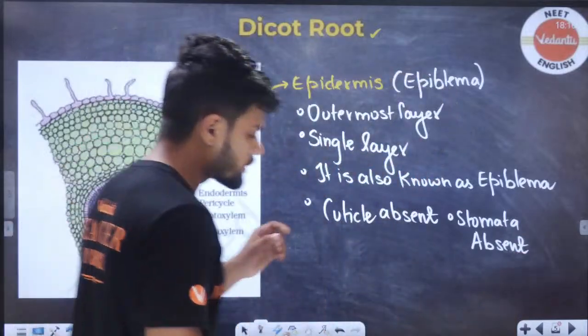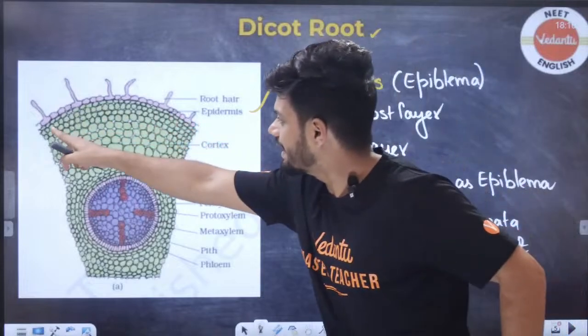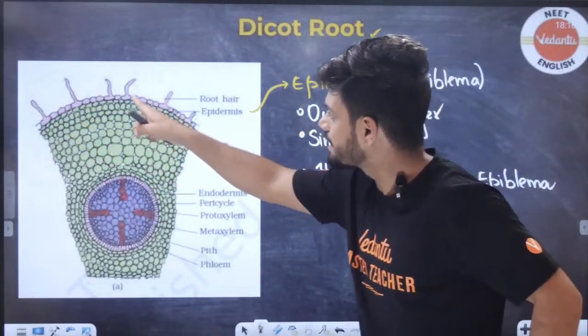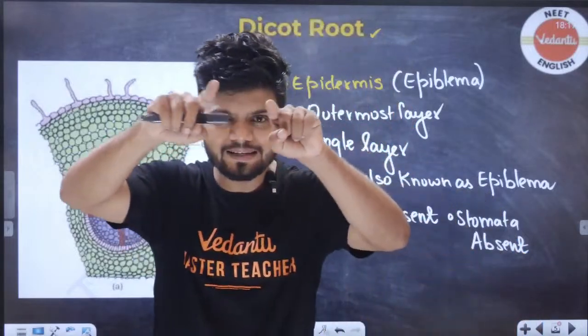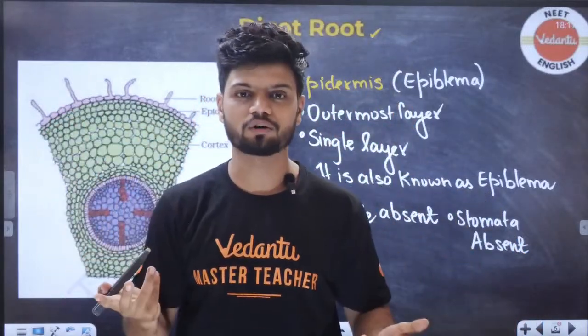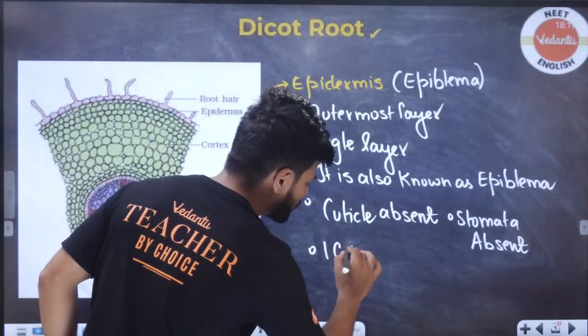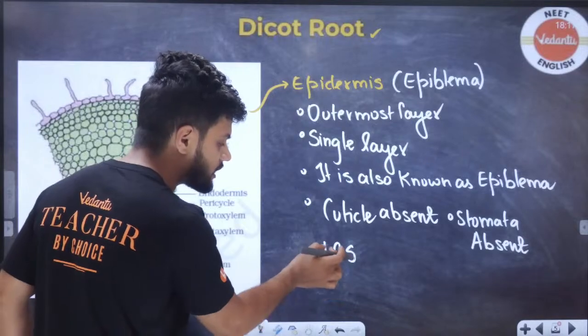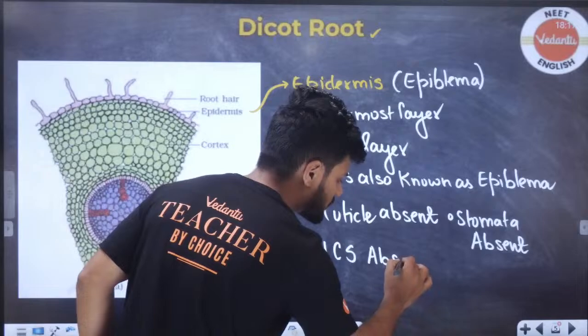Yes or no? Now, students, look at the diagram and tell me, do you find anywhere any form of intercellular spaces? Obviously not. So can I say the intercellular spaces, ICS, are completely absent.